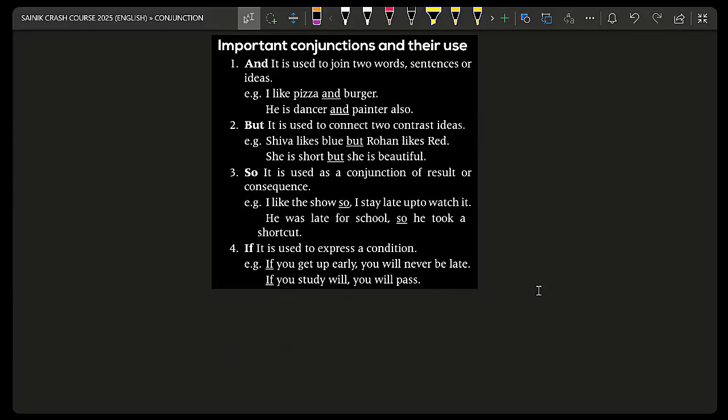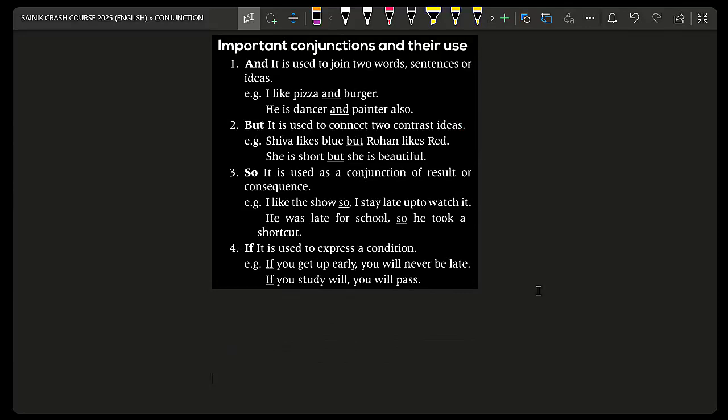He is a dancer and painter also. So he can dance and he can paint. But the conjunction but is used to connect contrast ideas. What do you mean by contrast ideas? Shiva likes blue, but Rohan likes red. So opposite nature. She is short, but she is beautiful. That means even though she is short, she is beautiful, contrasting properties.